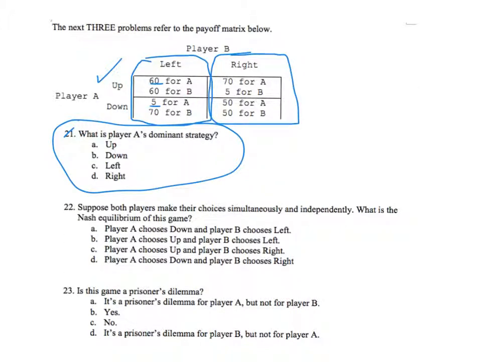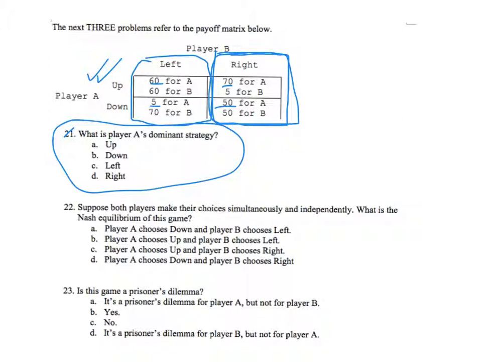What if A thought player B was going to go right? Notice we're thinking through player A's decision by asking, well, what is B going to do? This is the key. It's the strategic interaction among firms. Well, if player A thinks B is going to go right, A could go down and get 50 or go up and get 70. And again, player A's best play is to go up.